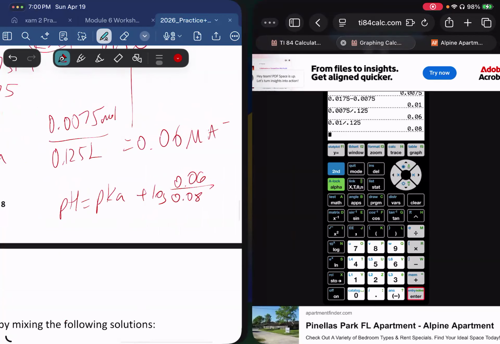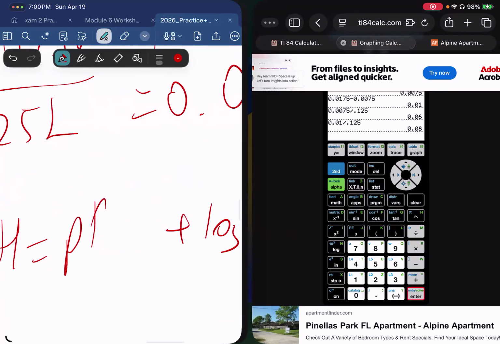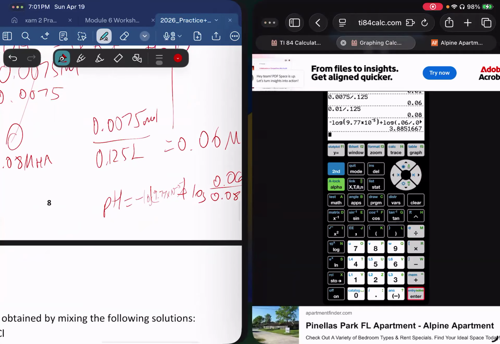And then after that, we need to figure out the Ka. The Ka value here is 9.77 times 10 to the negative 5. So negative log of 9.77 times 10 to the negative 5, plus log of 0.06 divided by 0.08. And I got a pH of 3.89.